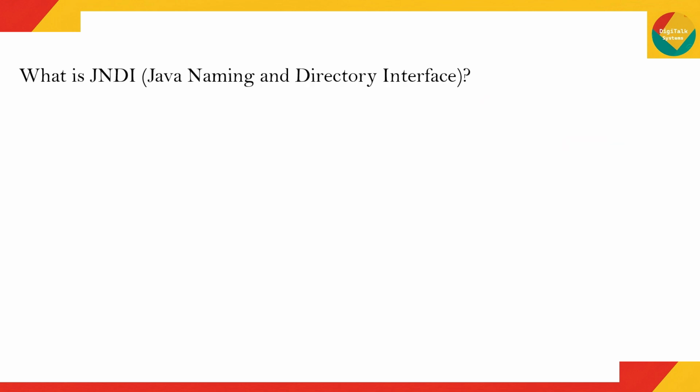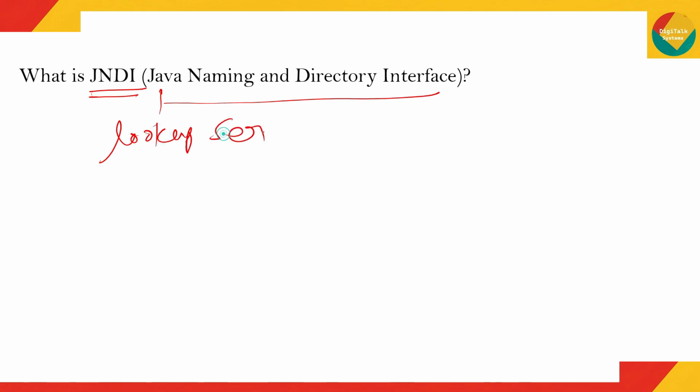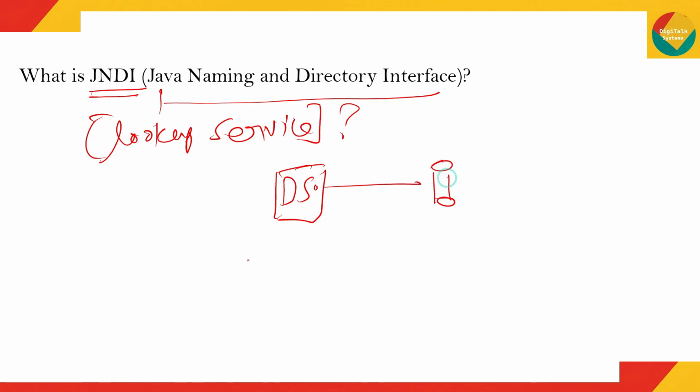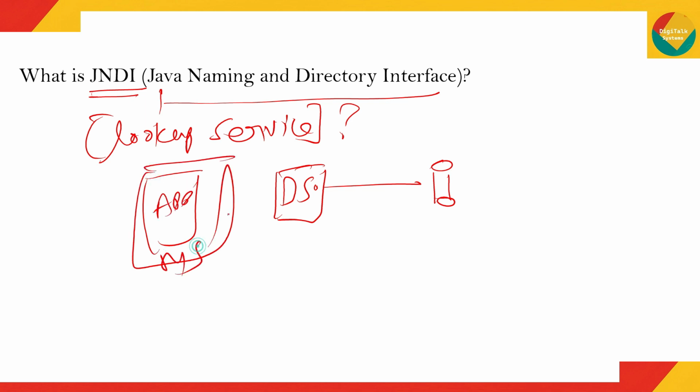What is JNDI, Java Naming and Directory Interface? JNDI is a lookup service. Now, what is the meaning of lookup service? It's very simple. Let me give you one example of a data source. We have a data source in WebLogic, and why do we use a data source? To make connectivity with the database. I have my application which is deployed on my managed server. If this application needs connectivity with the database, it will contact the data source, and the data source will contact the database. This is the actual flow, right?